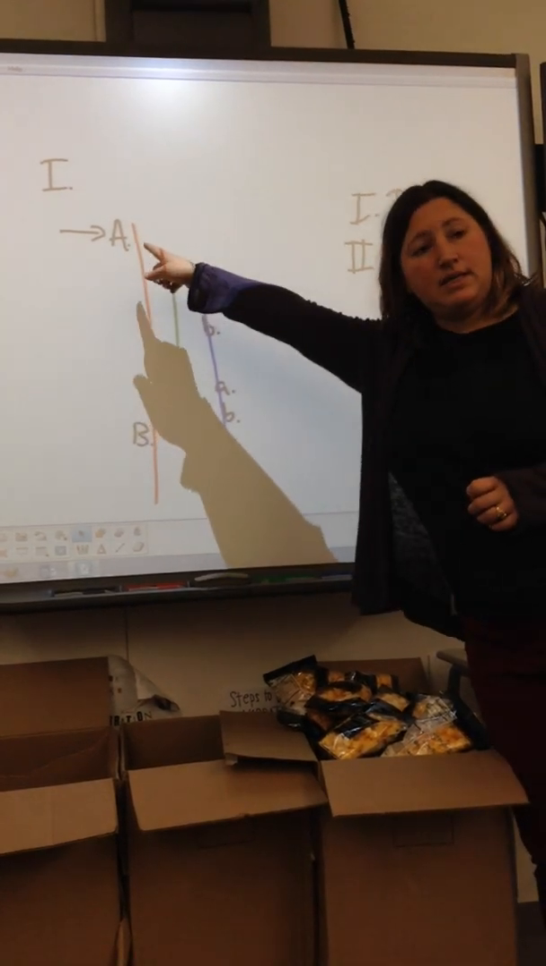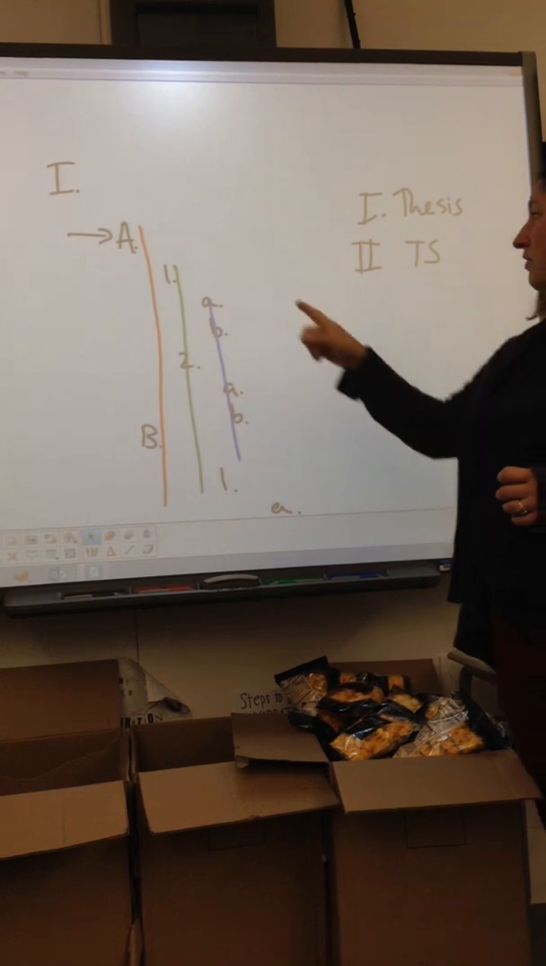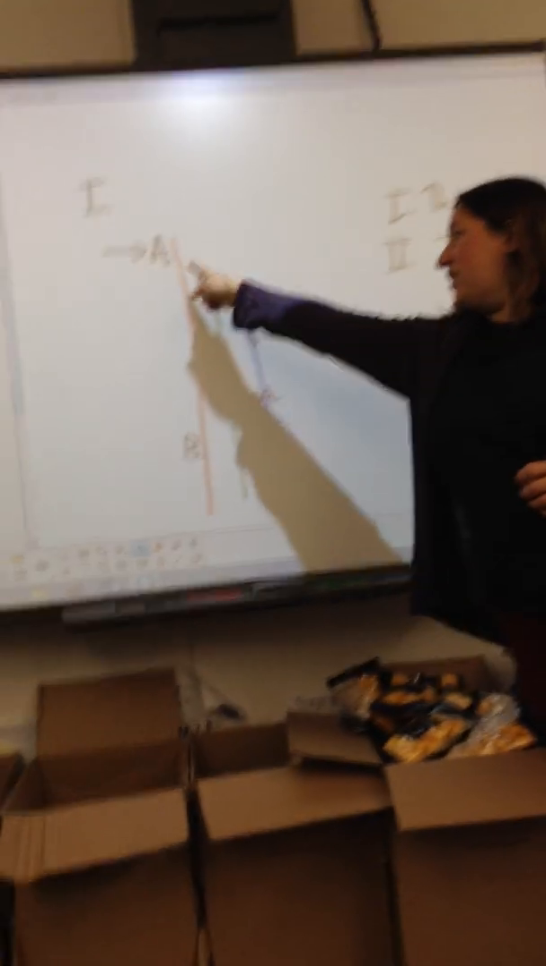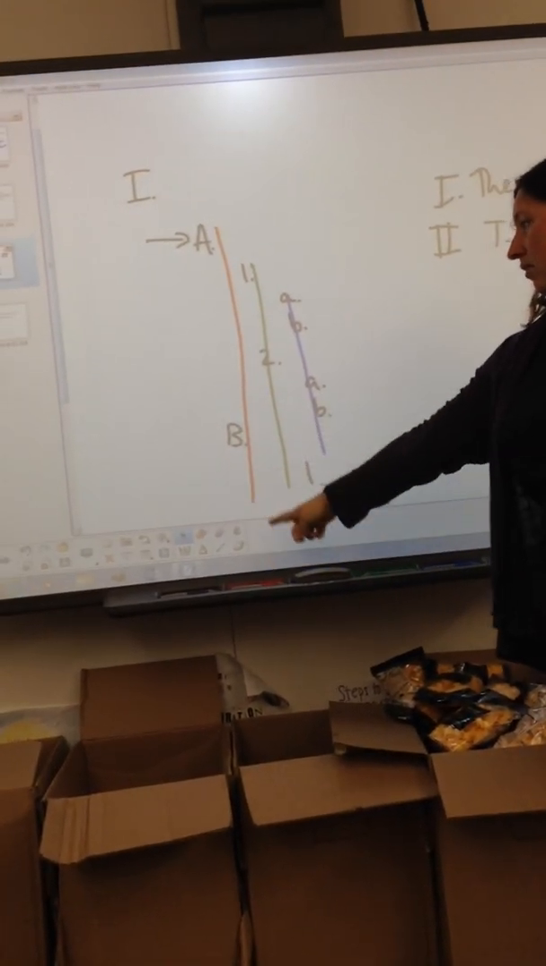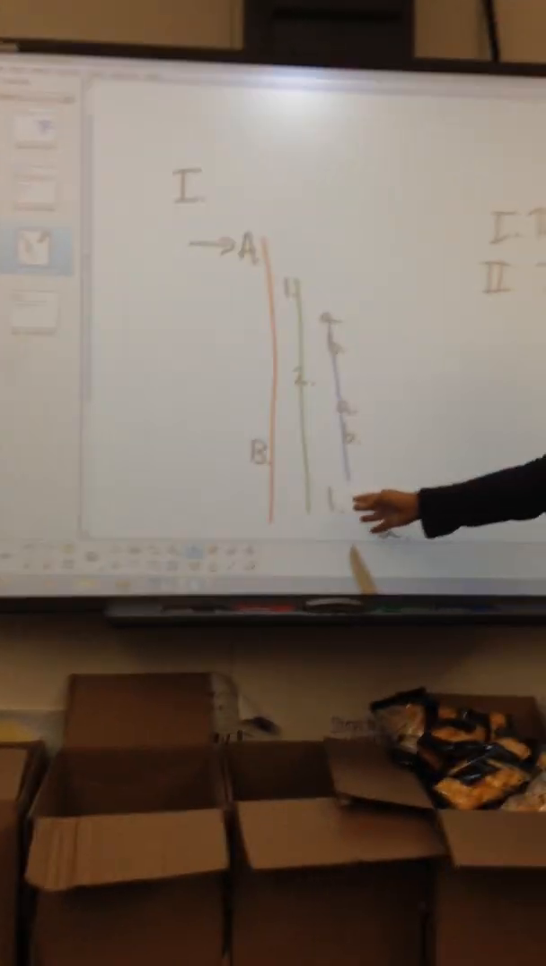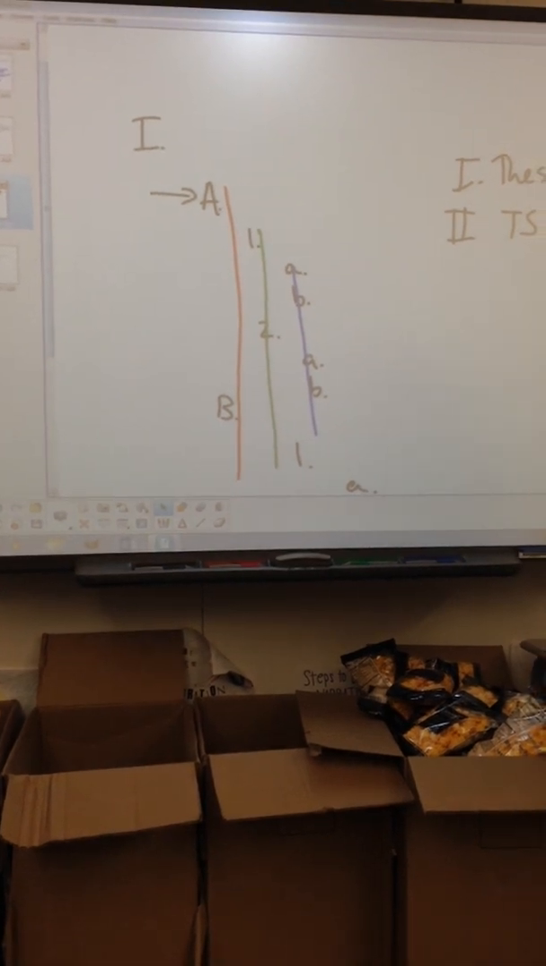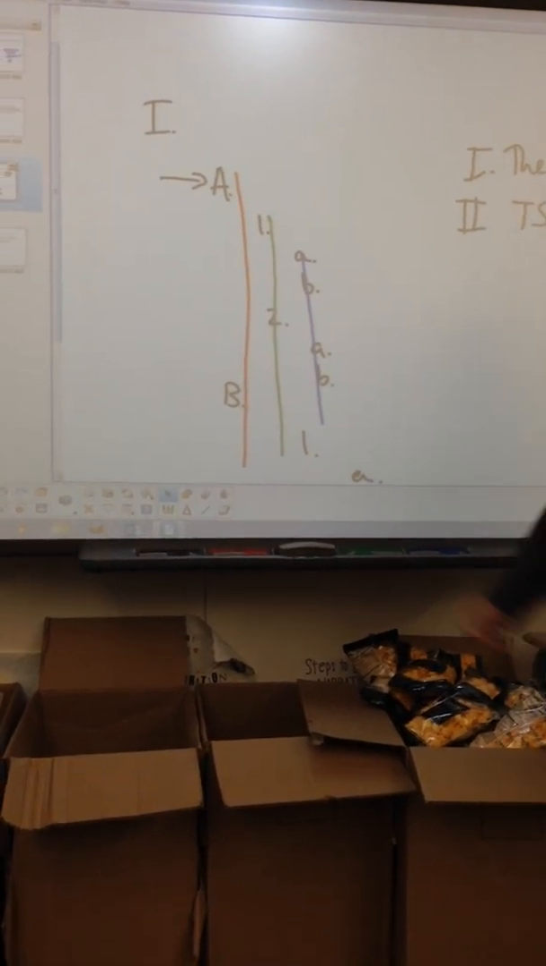You have to indent. Everything has to be indented on the same level. Okay. So notice that all the A's and B's are all right here in the line. All the 1s and 2s are all in a line. Do you know why that is? Organization. It helps when you're looking at it, doesn't it?